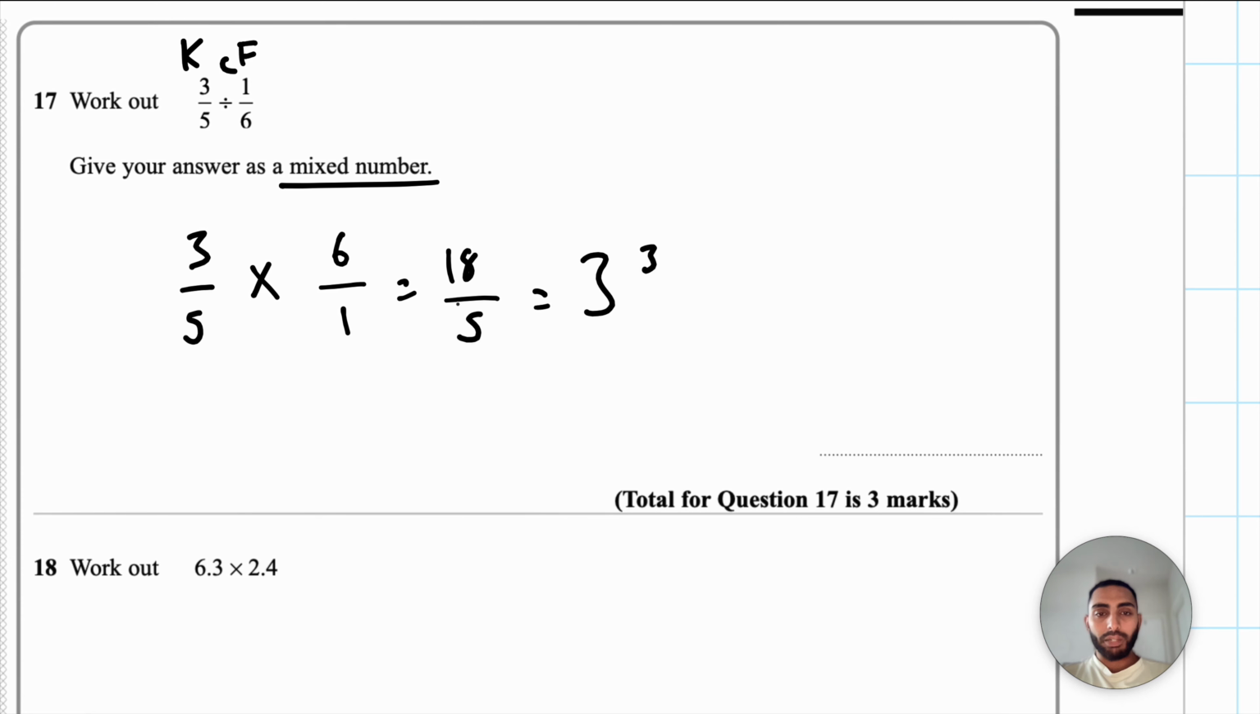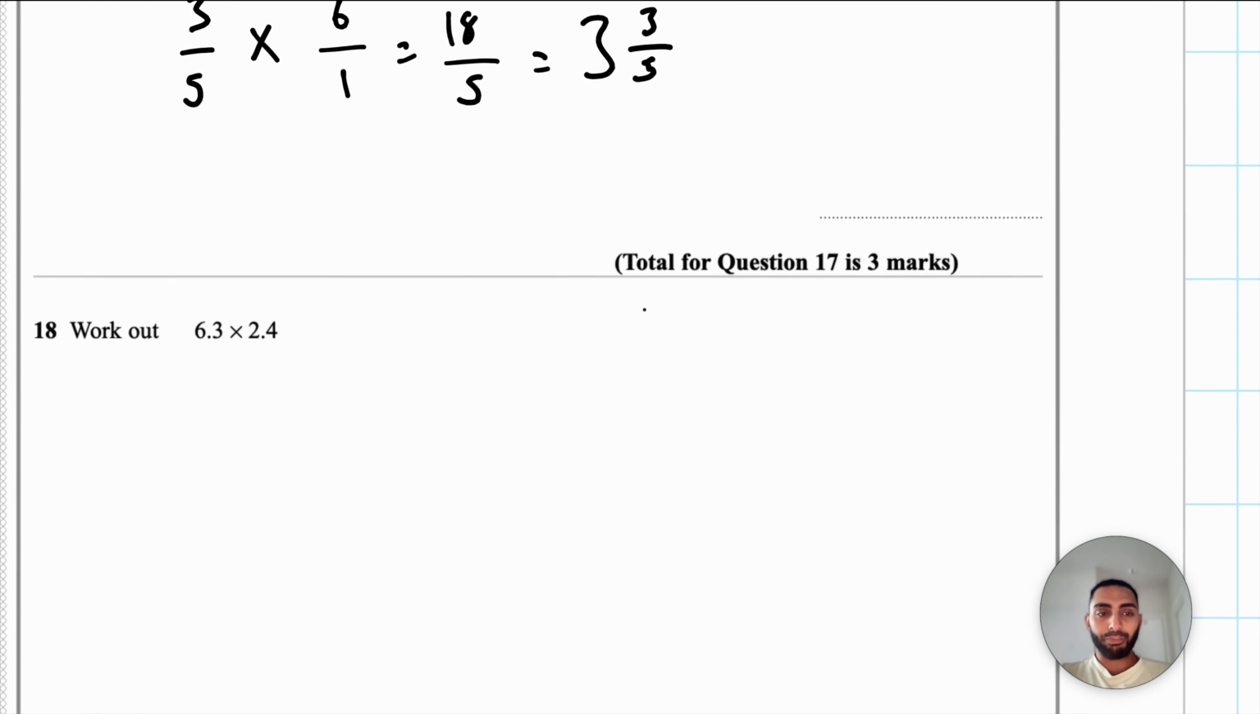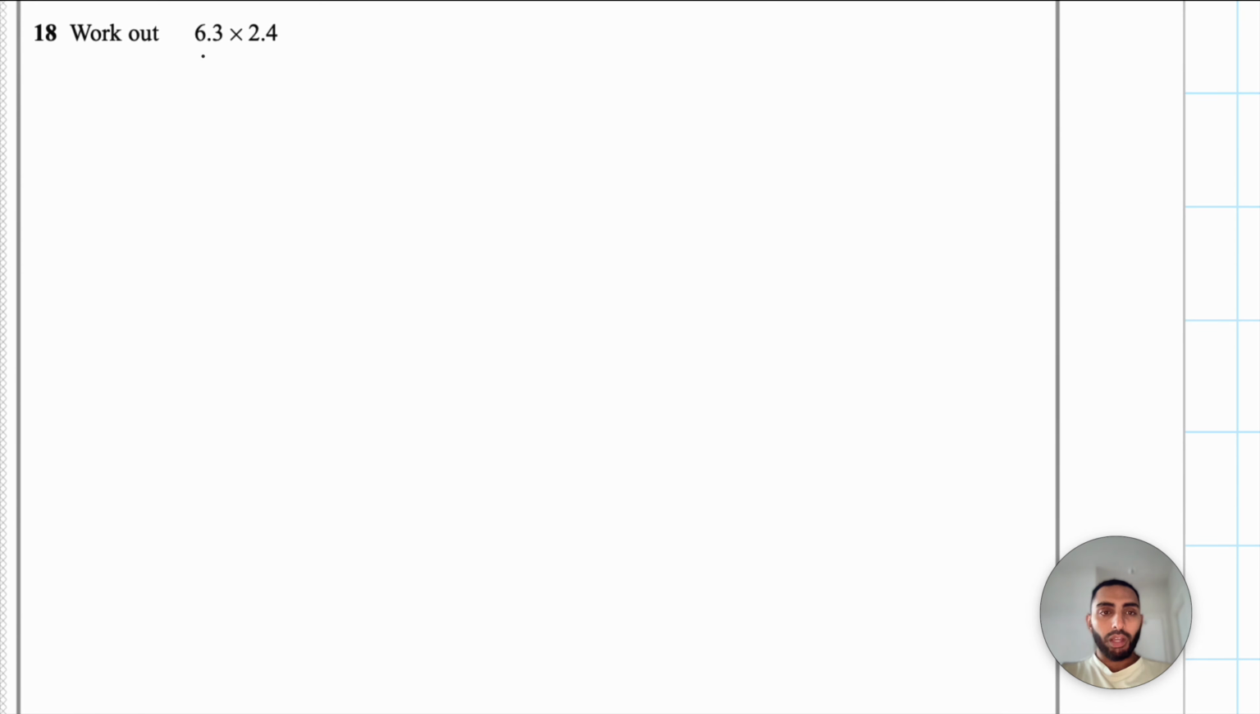And because my denominator here was 5, my denominator here will also be 5, so it's 3 and 3/5. Question 18. Work out 6.3 times 2.4. If you're multiplying and you have decimals, you're going to ignore the decimals and just multiply them as normal, and then add the decimals back in at the end. So I'm doing 63 times 24.